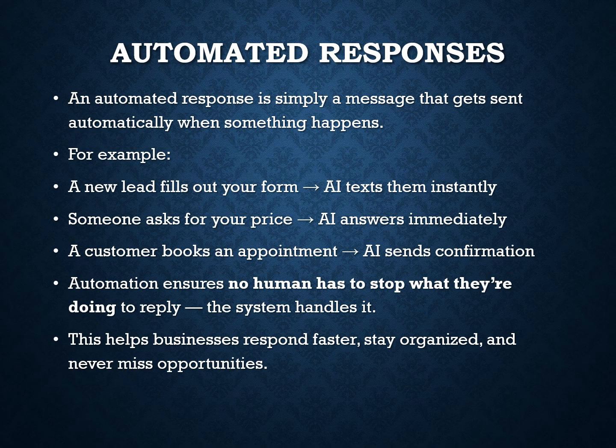An automated response is simply a message that gets sent automatically when something happens. For example, a new lead fills out your form. AI texts them instantly. Someone asks for your price. AI answers immediately. A customer books an appointment. AI adds it to your calendar and sends a confirmation. Automation ensures no human has to stop what they're doing to reply. The system handles it. This helps businesses respond faster, stay organized, and never miss opportunities.